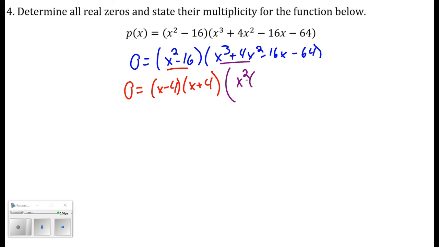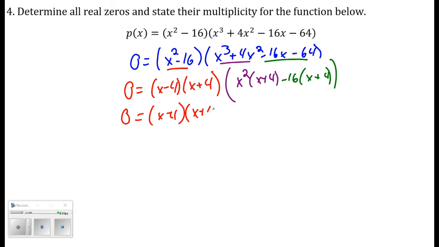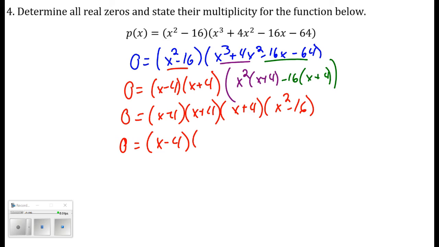Take out an x squared from the first two terms, and I'm left with x plus 4. Take out a minus 16 from those two terms, and I'm left with x plus 4. Good, because the common factor, 0 equals x minus 4, x plus 4. The common factor there is an x plus 4 term, x squared minus 16. Great, that's the difference of perfect squares. So I can factor that again as x plus 4, x minus 4.